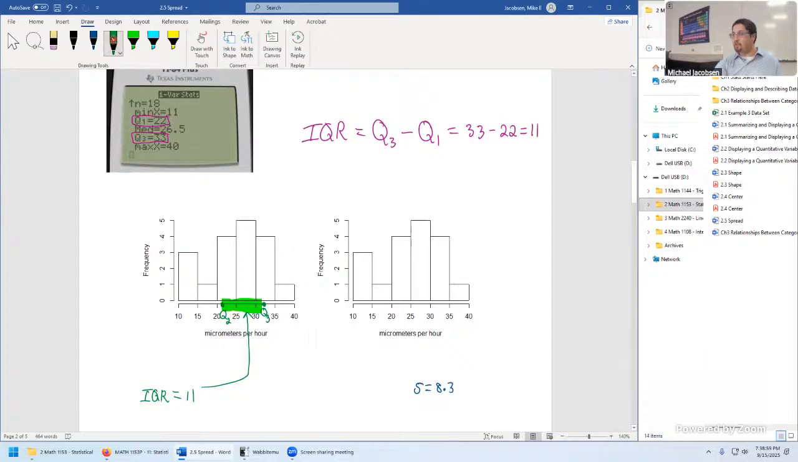The way to understand what this is telling us is to recall another way to say quartile 3. It was the 75th percentile. And that tells us if you call this the 75th percentile, then 75% of the observations are below 33, 25% of the observations are above. Likewise, quartile 1 is the 25th percentile.